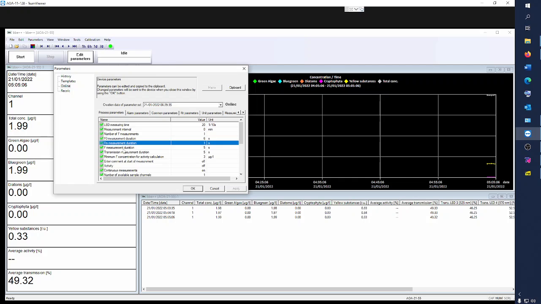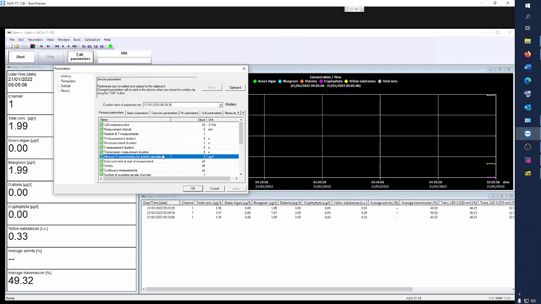The F measurement is 5, and the transmission measurement is also 5. If you increase these numbers, it gets more accurate, because the measuring frequency is 1 kilohertz, and it makes a mean of 1 kilohertz measurements for 5 seconds. The more measurements, the more accurate the measurement will be.